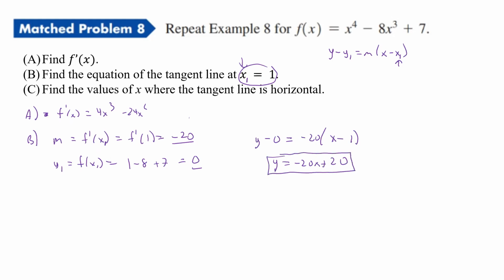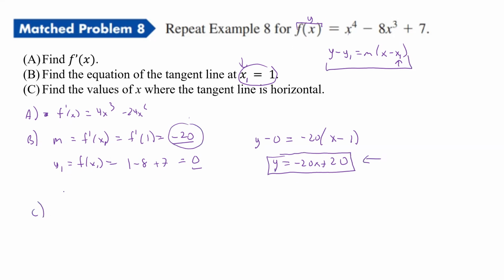Again, we had to know that the slope is the derivative at that point. And y1 is basically, remember, this is just y here, the whole f of x. So if we want y1, we just plug in 1 and then solve, and we get that. Then we can plug it into our point slope form and get our equation of the line here.